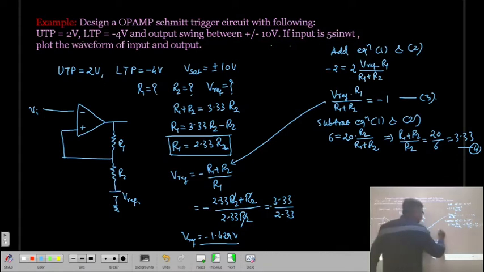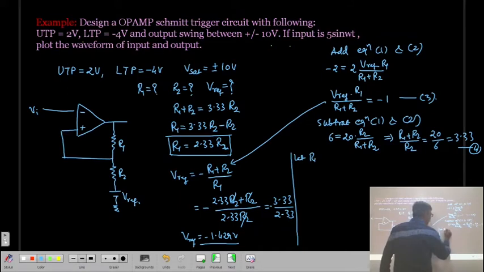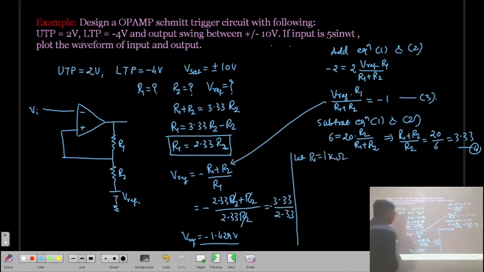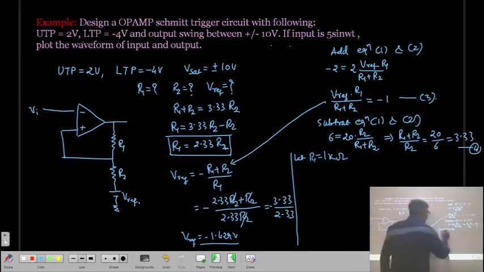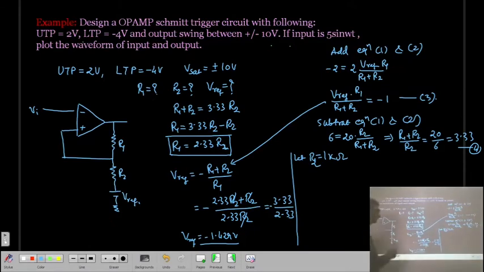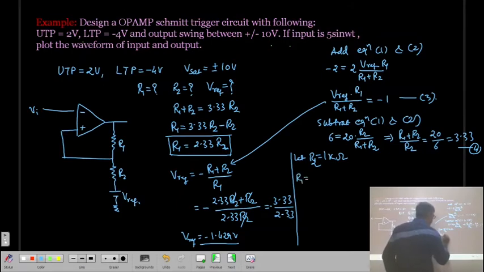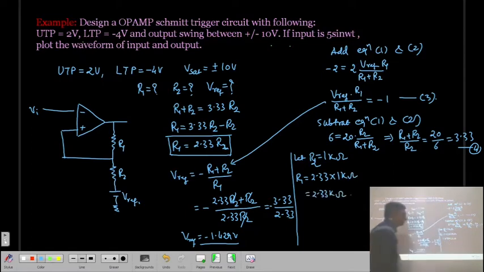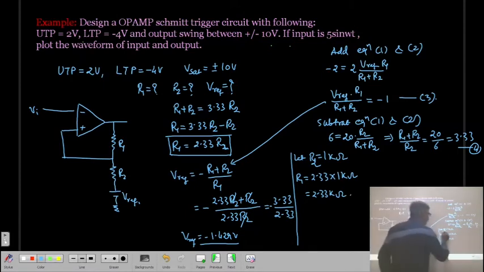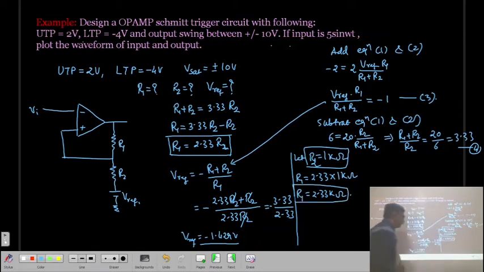Correct? So suppose we consider R2 as 1 kilo ohm. Then R1 will be equal to 2.33 into 1 kilo ohm. So this is 2.33 kilo. So this is the value of R2 and this is the value of R1.